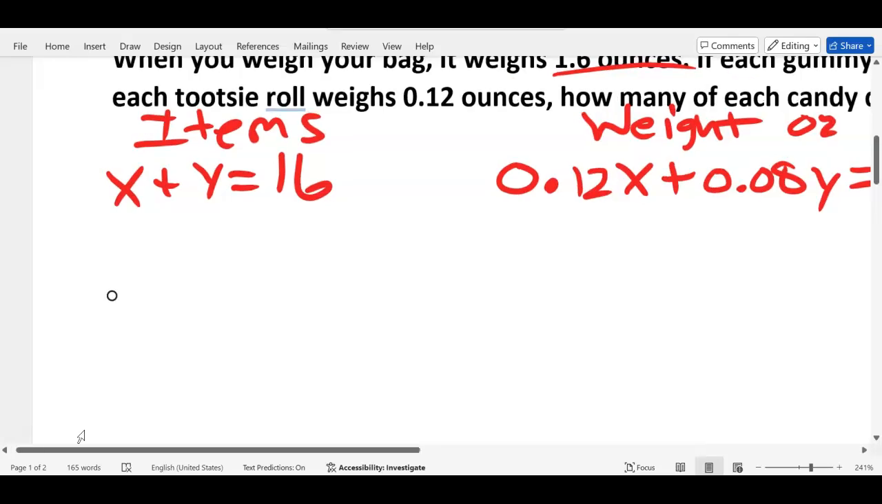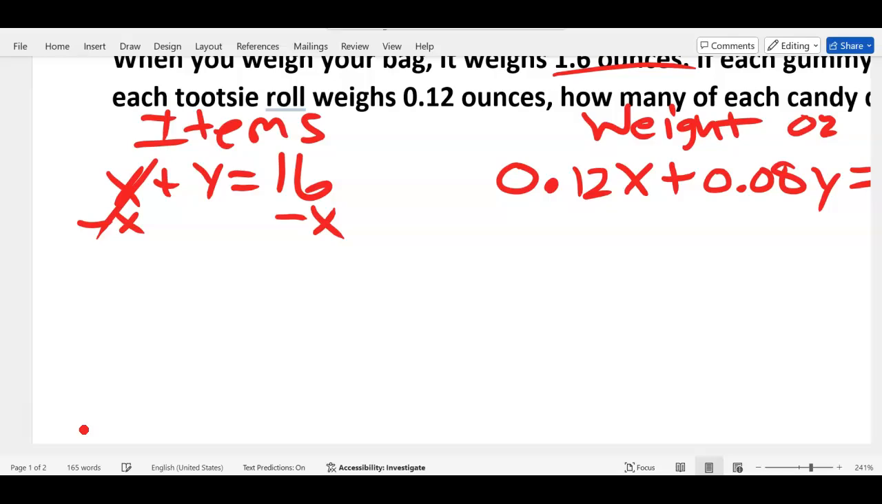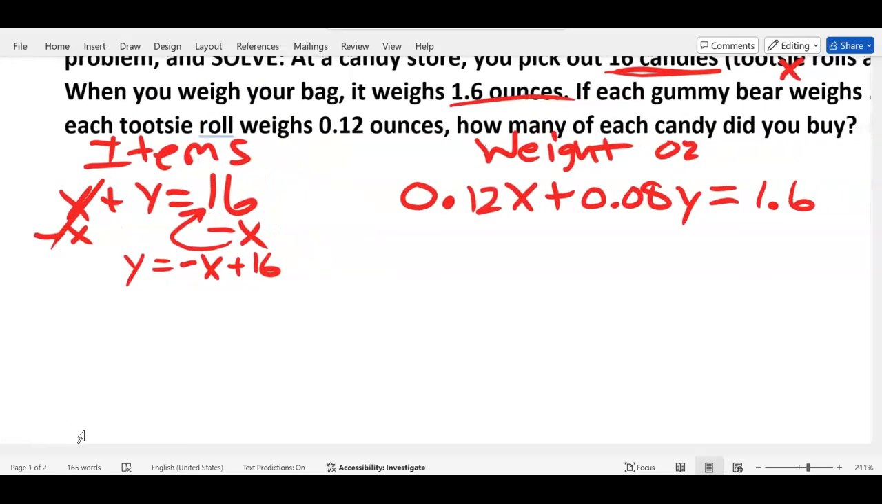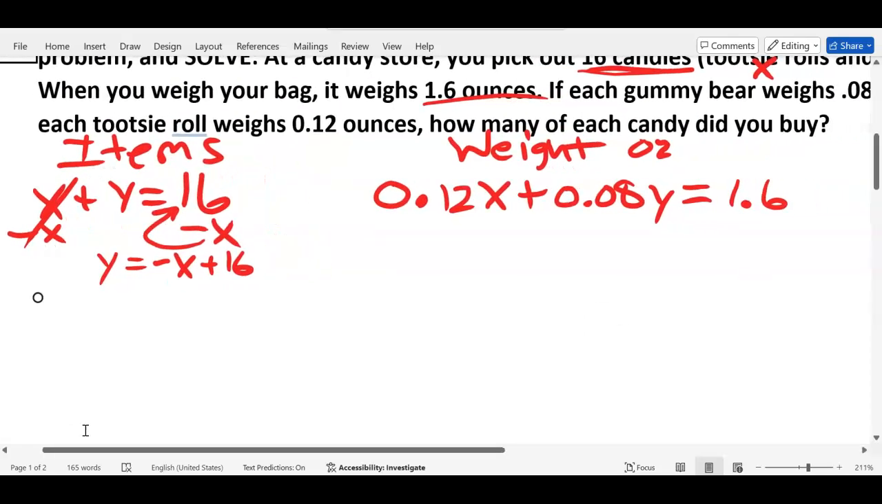So I'm solving this for Y. How do I get rid of this positive X? Minus X, bring down Y, equals, the minus X goes in front of the B, so the minus X goes first, the plus 16 goes second. Y equals negative X plus 16. All right, that's cool. So now let's do the next equation.